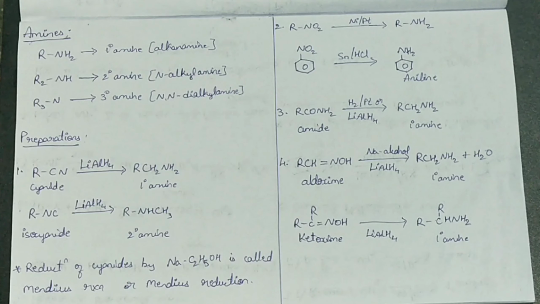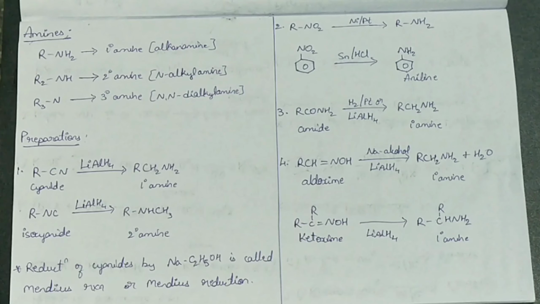Reduction of cyanide groups gives a primary amine. Reduction of isocyanide groups gives a secondary amine. So primary amine will be formed from the cyanide group, and reduction of isocyanide gives a secondary amine. Next, reduction of cyanide by sodium in ethanol.